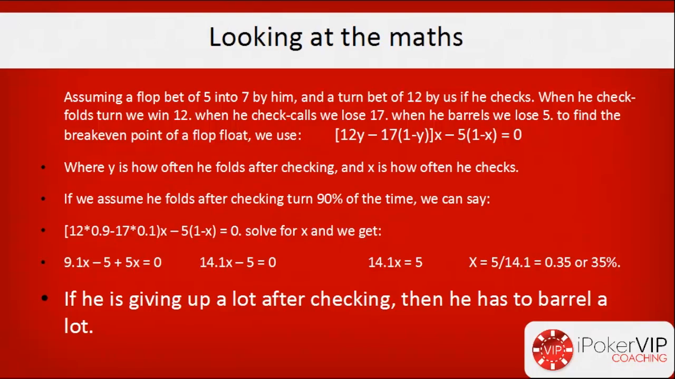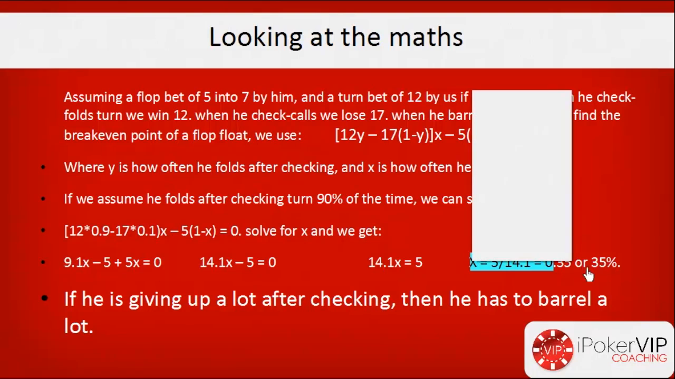So to find the break-even point of a flop float, we use this formula here, where Y represents how often he folds after checking, and X represents how often he checks. Now obviously with two variables, we need to know one of them before we can solve it. So we're going to have to make a couple of assumptions. The first one: we'll assume that after he's checked the turn, he's folding 90% of the time. And then in the second example, we'll see how that differs if he folds a lot less than that after checking the turn. So if we substitute in this 90% where the Y is, and 10% where the 1 minus Y is, and then solve the equation, we get this.